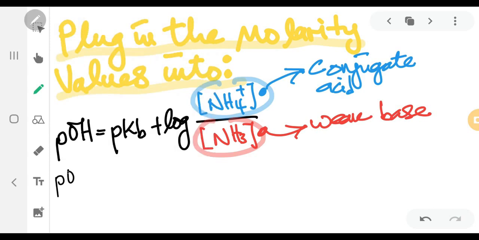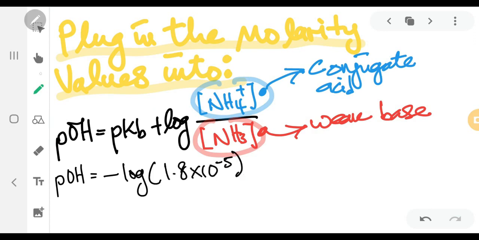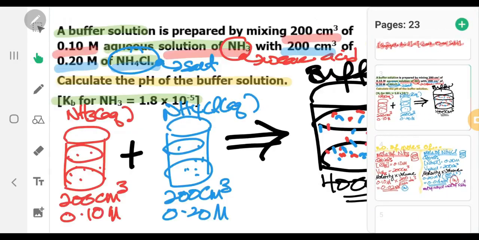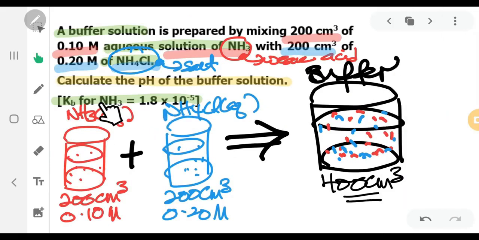So you get pOH equals, remember, p is negative log, and then the value of Kb is 1.8 times 10 to the power of negative 5. The value of Kb is given in the question, which is 1.8 times 10 to the power of negative 5. So that is the Kb value.